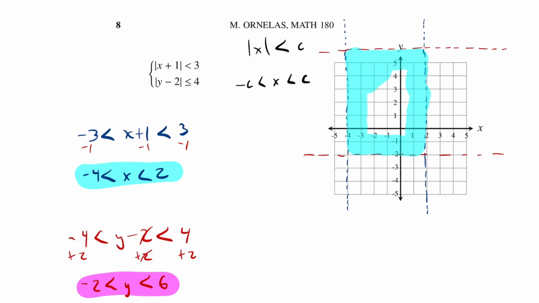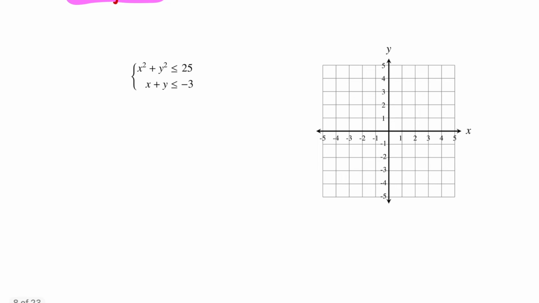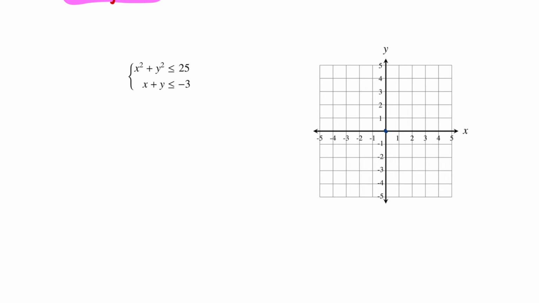Okay, for this one we have a circle centered at the origin and radius 5. So 5, 5, negative 5, negative 5. Let's draw that circle. It's kind of hard to draw. Let me try that one more time. All right, that's a little bit better.